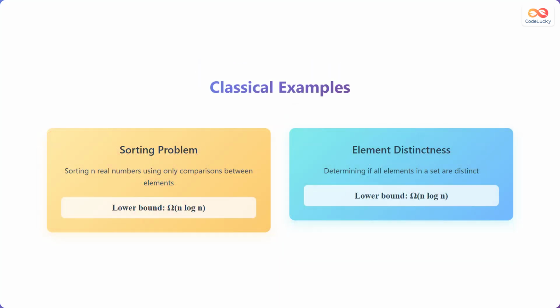Here are some classical examples of algebraic complexity. The first is the sorting problem, which involves sorting n real numbers using only comparisons between elements. The lower bound for this problem is omega of n log n. The second example is element distinctness, which involves determining if all elements in a set are distinct. The lower bound for this problem is omega of n log n.